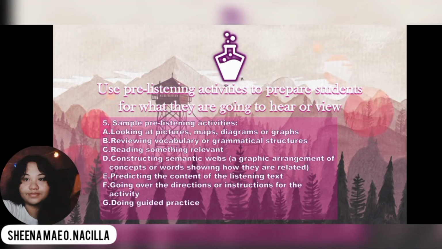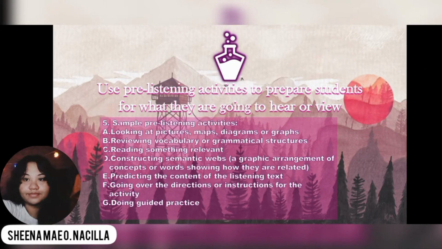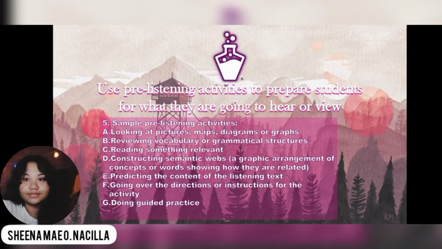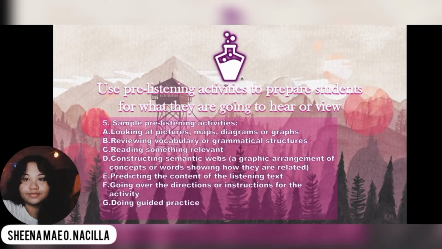Next example is going over the directions or instructions for the activity. This is important because you will need to instruct the students on what they're going to do upon listening or viewing the listening activity. So you need to tell them clearly and precisely what the instructions are. And if they didn't understand, you need to tell them again. You need to repeat in simple terms so that they would understand.